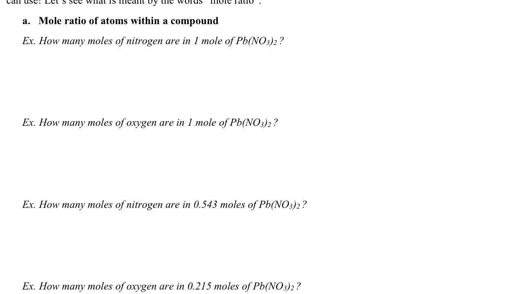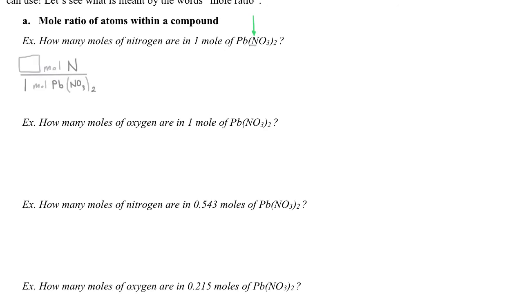To do this, the first thing we need to do is find nitrogen and figure out how many nitrogen atoms there are in a single formula unit for lead nitrate. So notice nitrogen is right here. While a single nitrate ion only has 1 nitrogen atom in the formula, each lead nitrate has 2 nitrates in the formula. So that means each lead nitrate actually has 2 nitrogen atoms in it.